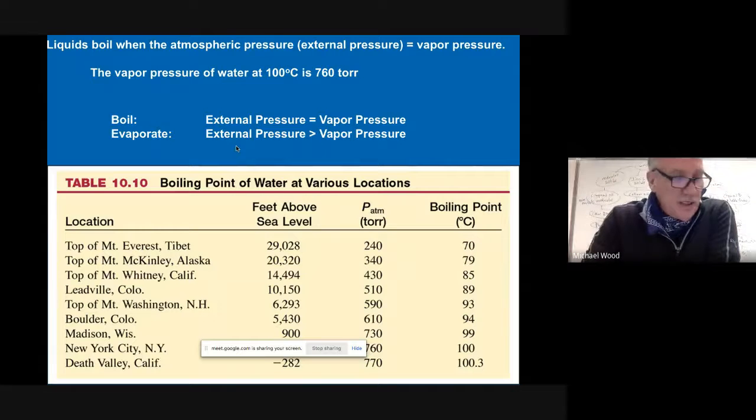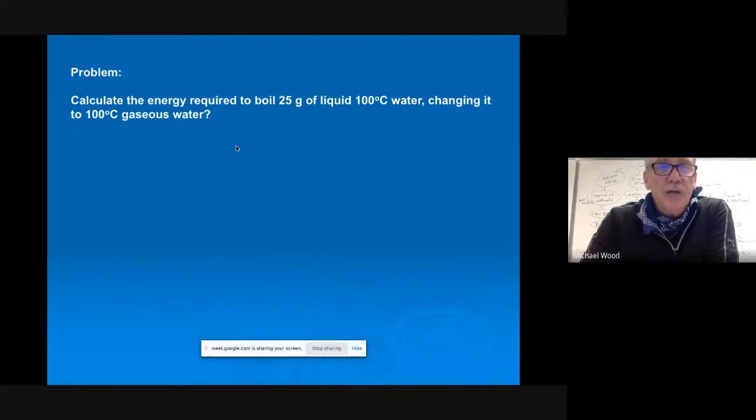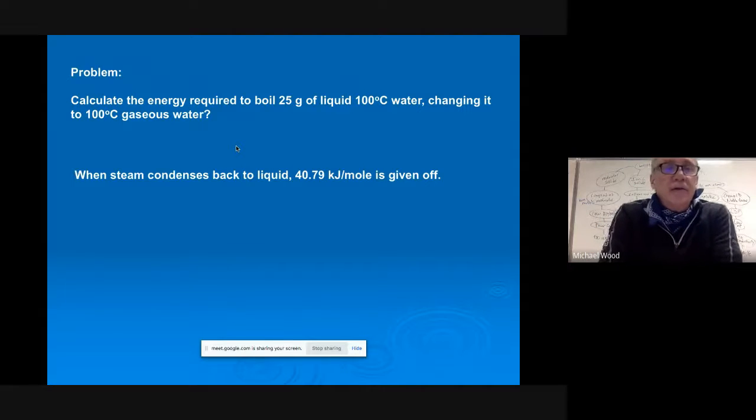Okay, so we talked about liquid to gas, gas to liquid. Now here's a little calculation. I'm going to give you guys a minute, read that, and see if you can do that problem. Calculate the energy required to boil 25 grams of liquid 100 degrees Celsius water, changing it to 100 degrees Celsius gas water. So here now we're doing the energy. Now you have to be given the units, or you have to be given the constant here. So technically, when it says when steam condenses back to liquid, that is the heat of fusion of ice. Okay, follow the units here. I'll give you a minute, see if you can do it.